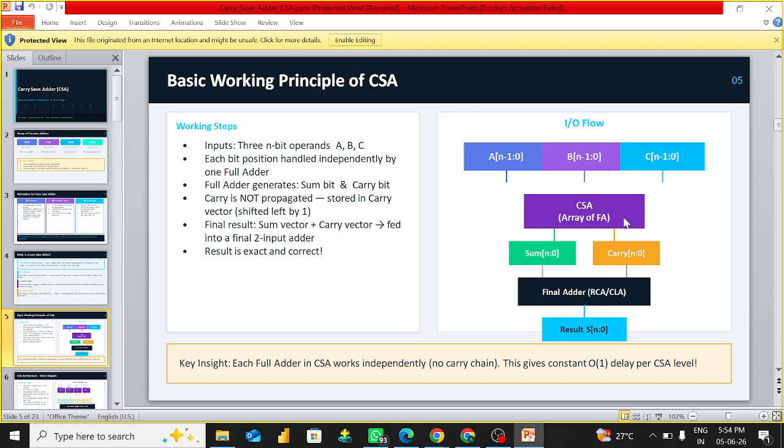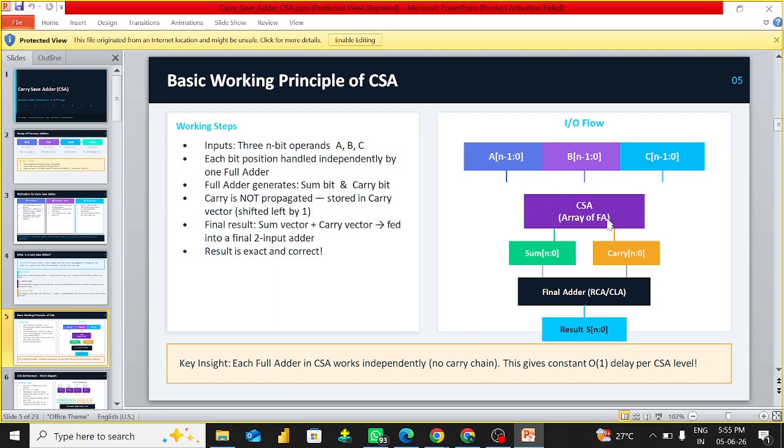So before thinking that, what we were doing inside an RCA, ripple carry adder, the carry was going to the next full adder, right? Like FA0 to FA1, FA1 to FA2, FA2 to FA3. But inside CSA, carry never goes to the next full adder. Like for FA0 to FA1, it will never go. It will be stored in some place.